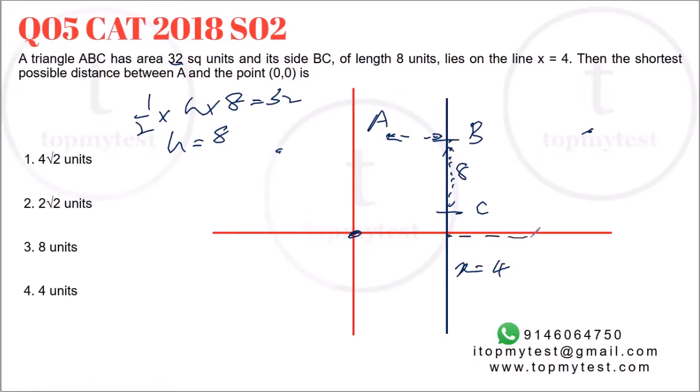So it can be 8 units away on this side, in which case it will lie on x is equal to 12. A can be any point here, or it can lie on 4 minus 8. So minus 4.